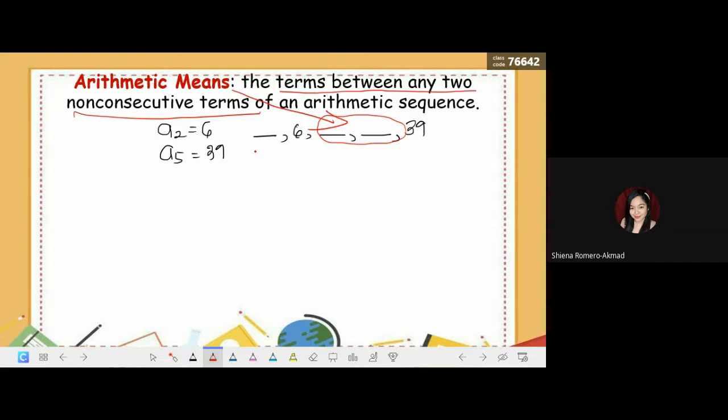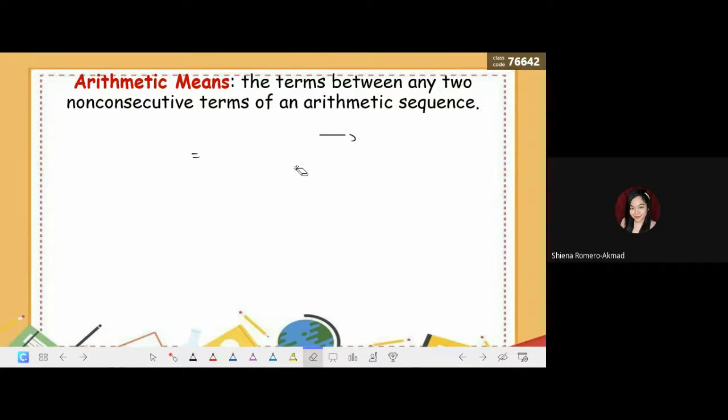Malinaw? So, sinusolve din natin yan using those different processes na ginawa natin kanina. Pero ang pinakamadaling pwede natin gamitin is yung formula ng difference. Okay? Para hindi na tayo or para hindi na kayo mahirapan. So, we proceed to the example. Let's erase everything.